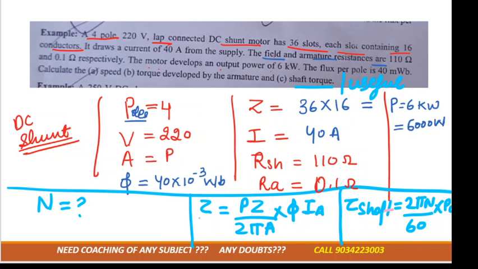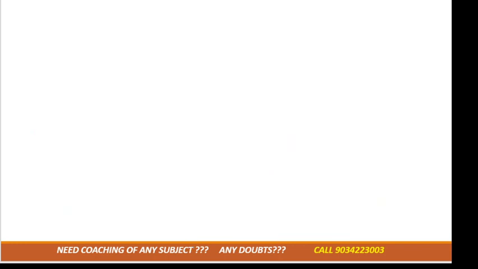Now suppose we need to calculate torque. P we know, correct. Z also we know, correct. 2 pi we know, correct. A also we know, that is P only. Phi we know, correct. Ia also we know. No, we don't know Ia. They have given you the total current. As you can see, it draws a current of 40 ampere from the supply. Total current is different and armature current is different. We need to calculate this armature current. Okay. Now see how we can calculate this armature current.